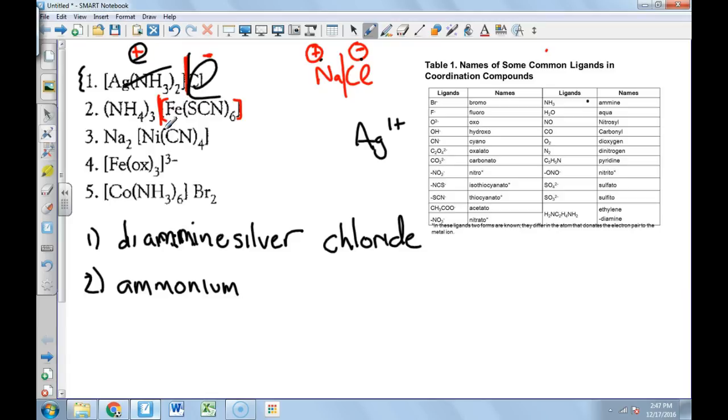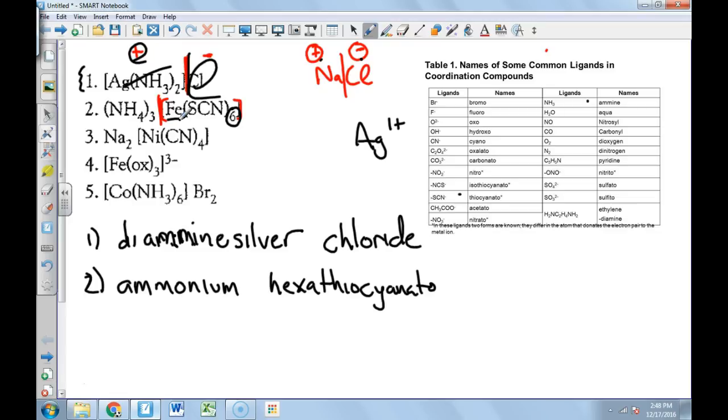Now when we name this half of it, this is the side with the metal, so we're going to name it backwards. We're going to start here, and we're going to go hexa. That's the number prefix, and then we're going to find SCN. Oh, look at that. That's thiocyanado. That's so weird, but that's the way it is. And now this is Fe, that's iron.